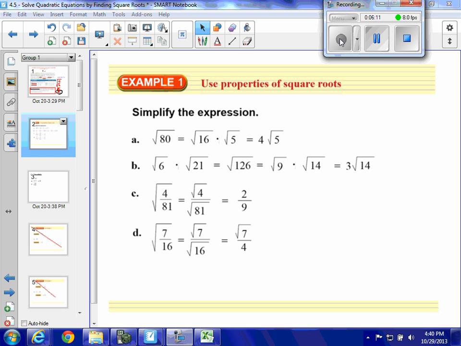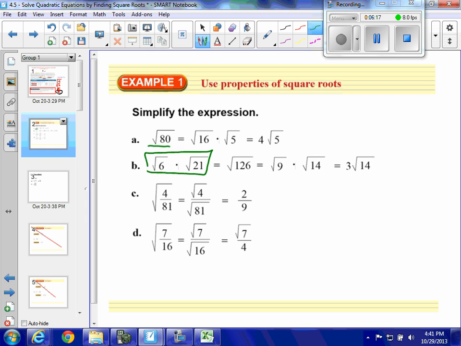Let's take a look at the next example. Instead of having it under one radical sign, I have two of them combined: radical 6 times radical 21. Well, I can combine those to make radical 126. Well, 126 is equal to 9 times 14.